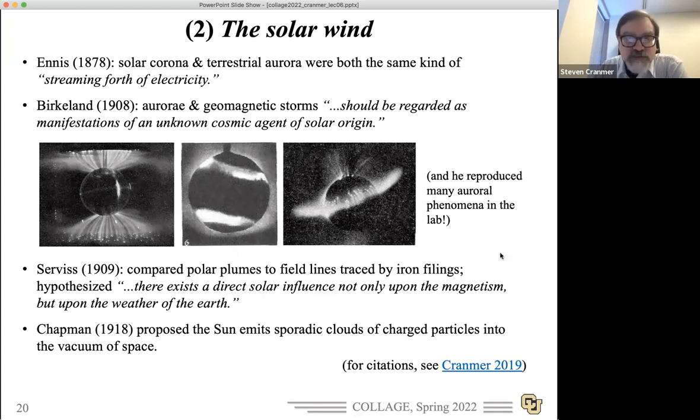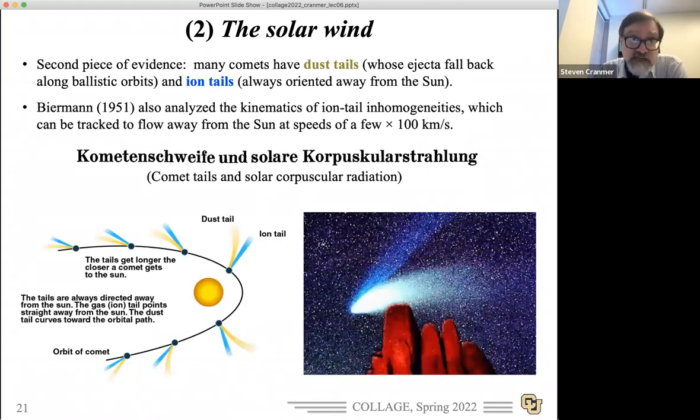There were lots of other quotes about things happening on the sun and having an influence on the Earth, expanding outwards. That's all one piece of circumstantial evidence. The second one is comets. Astronomers have been looking at comets for a long time, and at some point they realized many comets have two distinct tails, a dust tail and an ion tail. I guess spectroscopy can help you tell the difference between those.